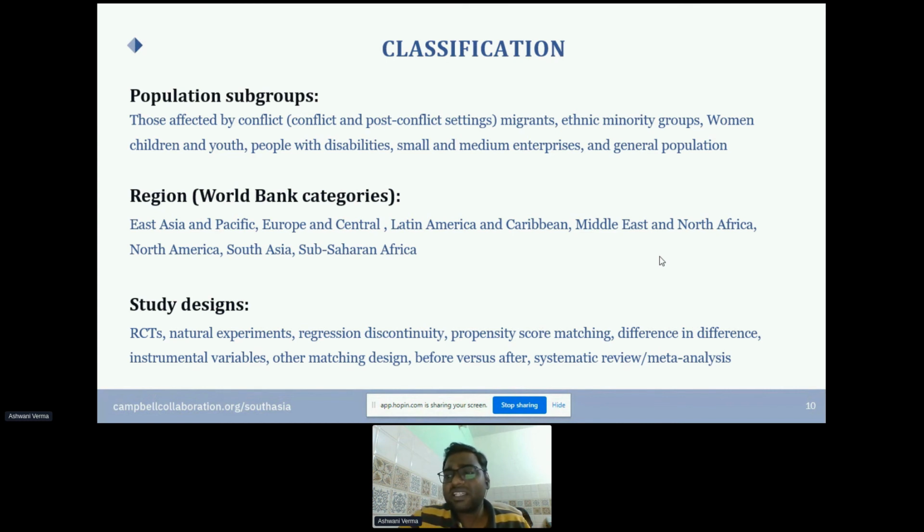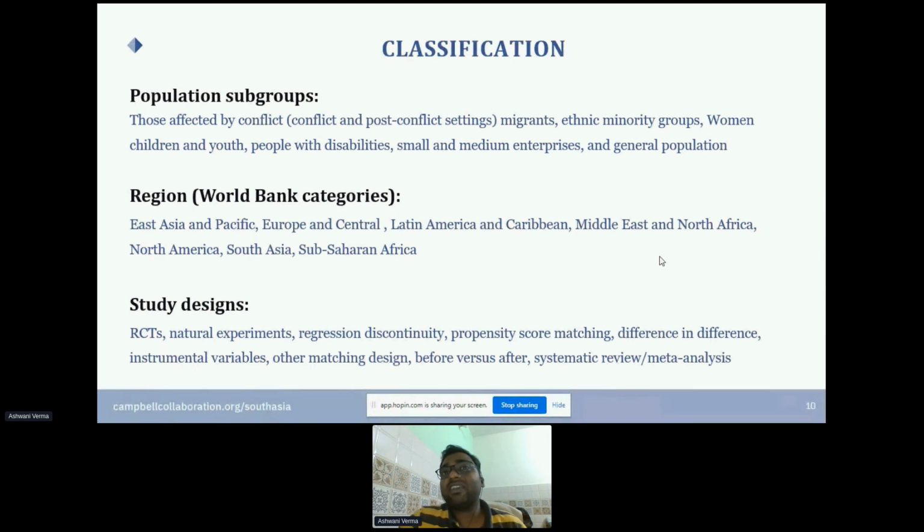The general population is a disadvantaged group, or maybe a population that is not stabilized. So we have categorized that as the general population. And then we have the region. We have defined our region based on the World Bank categories. The World Bank defines the regions as East Asia and Pacific, Europe and Central Asia, Latin America and Caribbean, Middle East and North Africa, North America, South Asia and Sub-Saharan Africa.